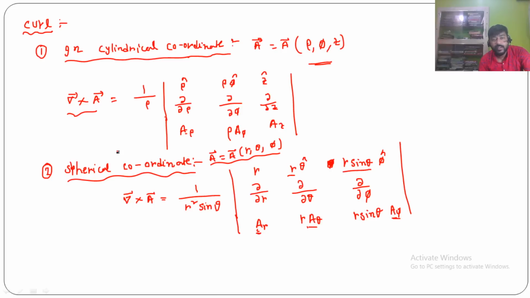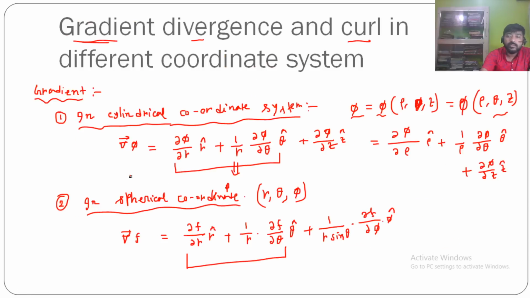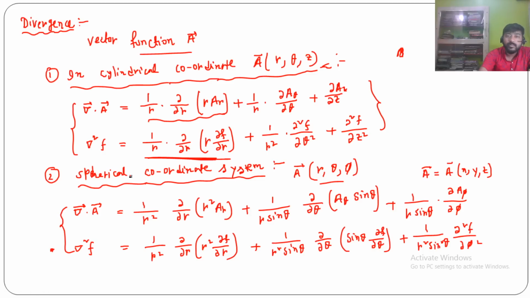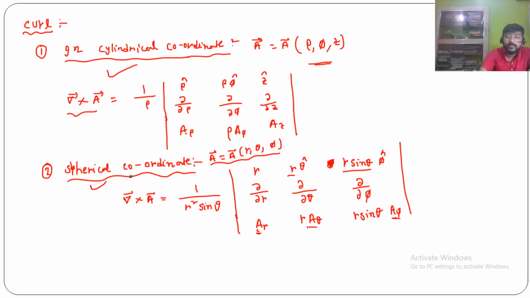So this is curl in cylindrical coordinate, and this is in spherical coordinate. All these results you have to remember: gradient in cylindrical and spherical, divergence in cylindrical and spherical, as well as the Laplacian operator, the del square, and curl also. I will see in the next class some problems based on gradient, divergence and curl, more and more problems. One class I will give you for a problem session, and then I will move to vector integration.